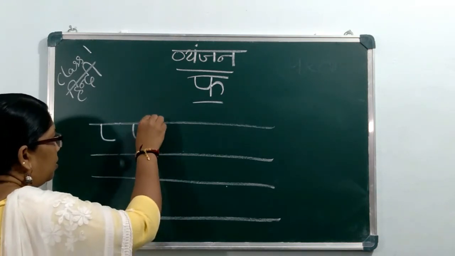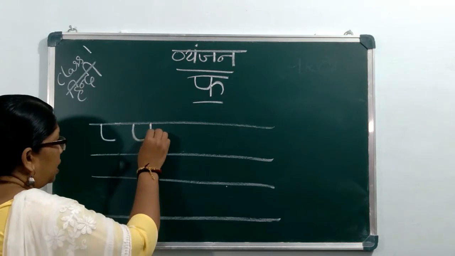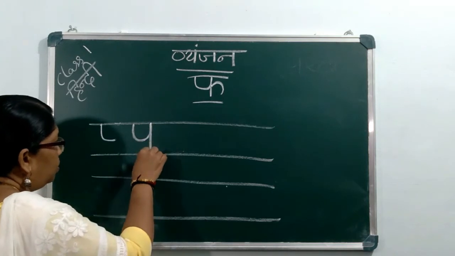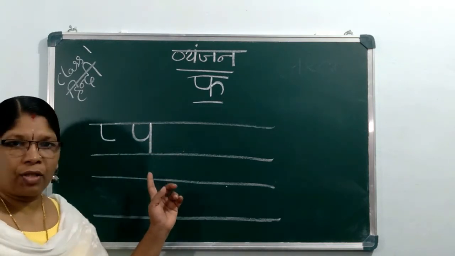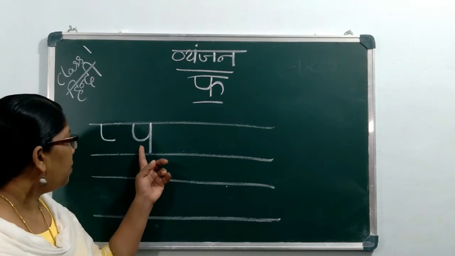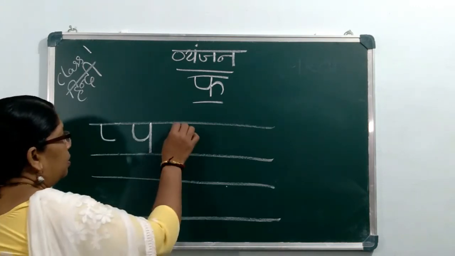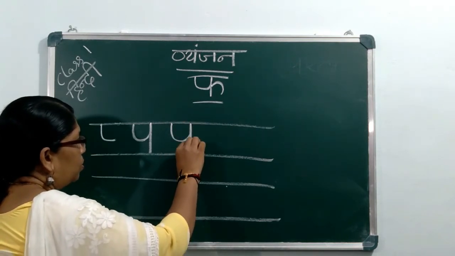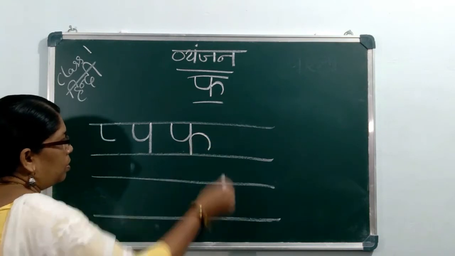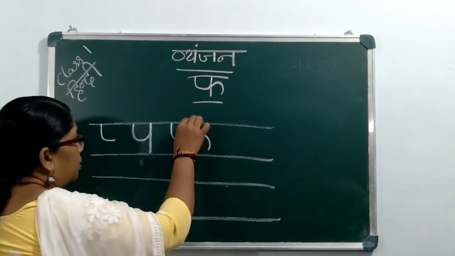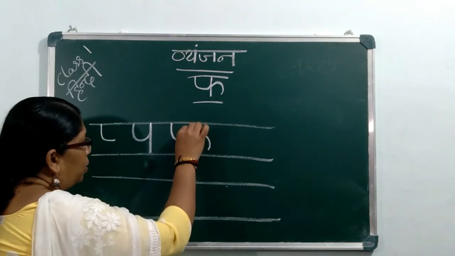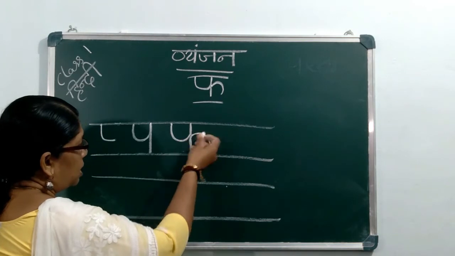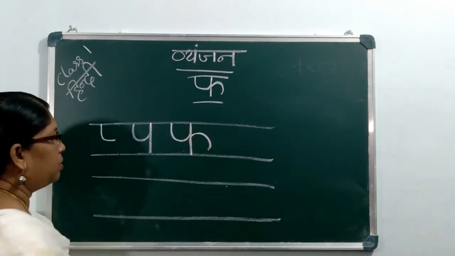Then take the curve to the upper and touch the upper line and then come down. Just the way which we wrote Pa, the same way we write this letter. Then the next step is to draw up. Without taking your hand, draw the same line in an upward direction and then curve it here. This way.